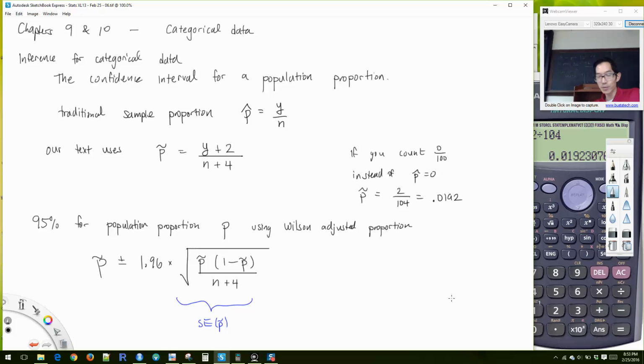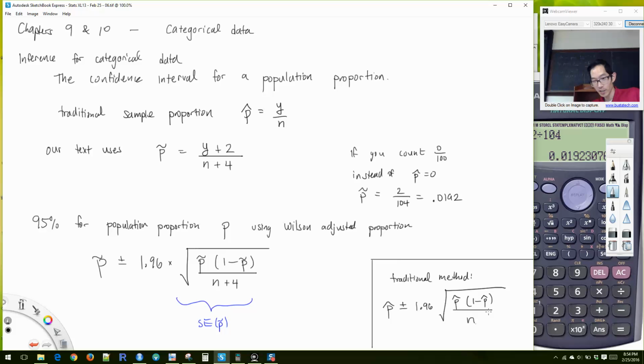Again, if you take another statistics class, the quote more traditional method, which you don't have to worry about, I will not test you on the traditional method, but just in case, you know, if you take a class in the future and you look back on these notes, or just if you ever look back on your notes, it would be p hat, the traditional p hat, plus or minus 1.96 times the square root of p hat times 1 minus p hat over n. Okay. Who knew that we could have all these different toppings on top of our p's?